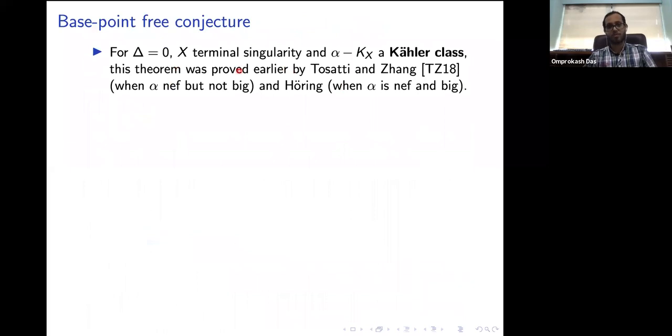Then this theorem was proved earlier by Tosati and Zhang, the case when alpha is only nef but not big. That means the contraction you would get from Tosati and Zhang's theorem is a contraction to a lower dimensional thing, for example a Mori fiber space type of contraction. And the other case, when alpha is both nef and big, you would get a bimeromorphic contraction, which was done by Höring. This second case, done by Höring, is actually harder than the previous one, in some sense.